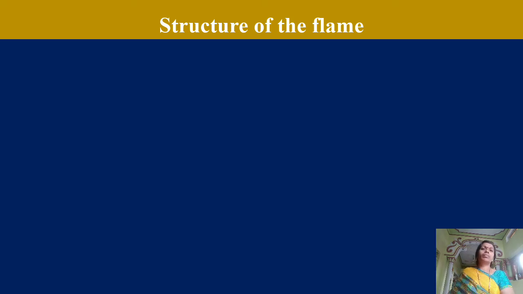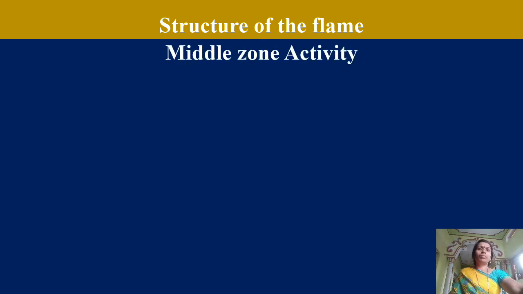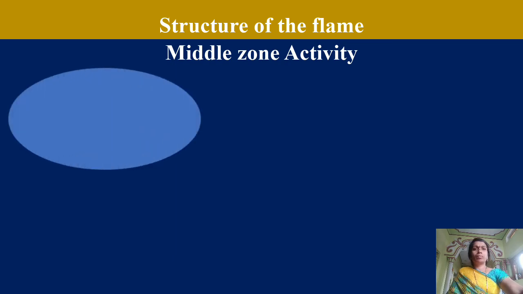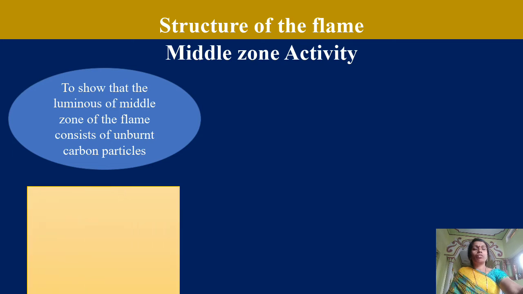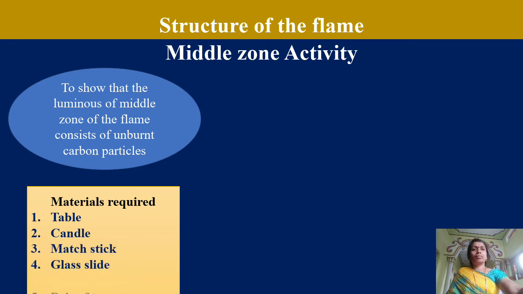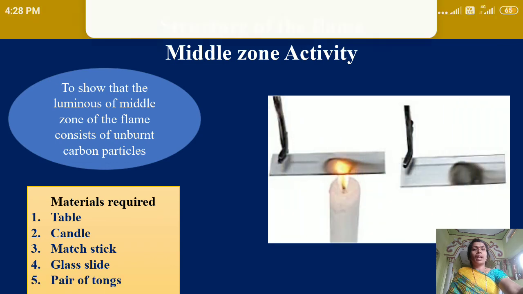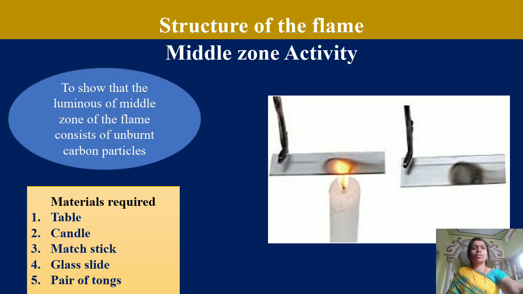Next, the middle zone activity, to show that the luminous middle zone of the flame consists of unburnt carbon particles. For this activity, the materials required are a table, candle, matchstick, glass slide and a pair of tongs.